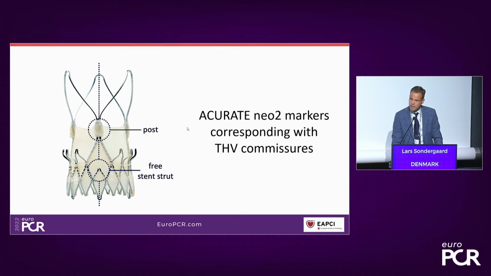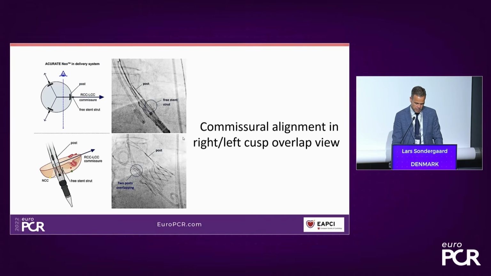But if we go to the prosthesis again, we're going to use the post, but also you can see above the commissural, there is this free stent strut where we don't see, and that's what we're going to use. So if we go to this implantation view, we saw 3 posts in the free cusp coplanar view. We go to the cusp overlap, and we look at the post, and we look at the free stent strut. And what we want to see is 2 posts on the left and 1 post on the right side, and the free stent strut here. And if we see this, we know that this valve is nicely aligned, and if we deploy, we are not going to obstruct the coronaries itself.